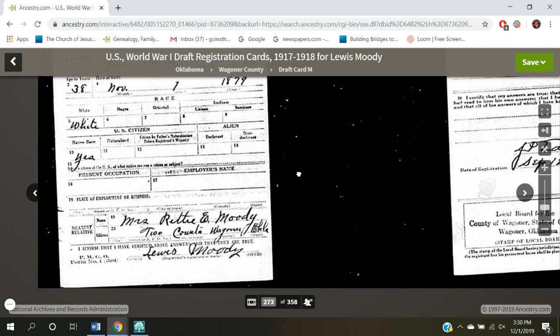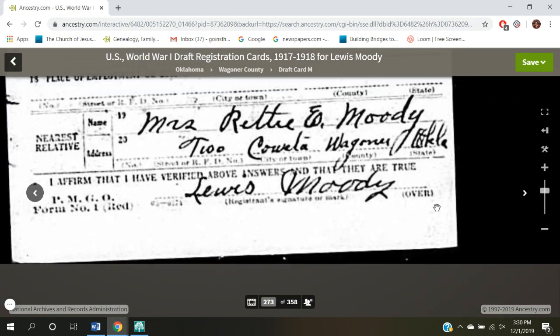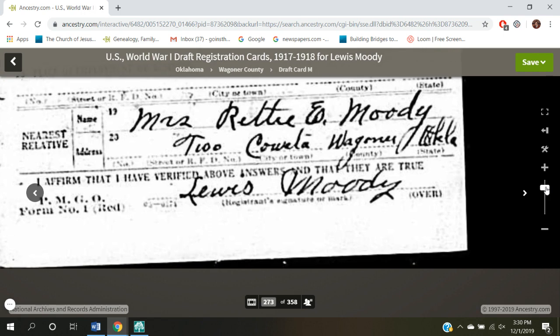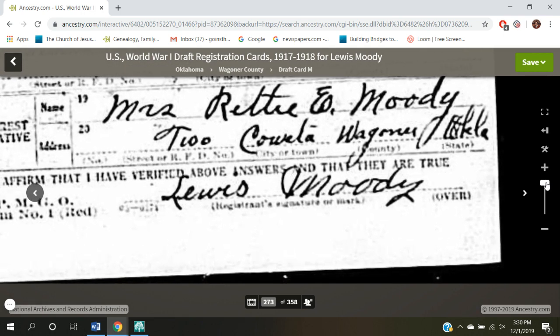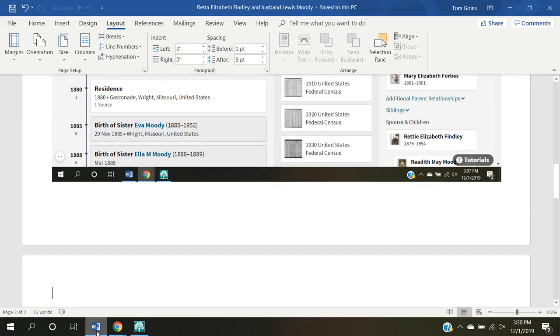Another thing we notice at the bottom here is whoever filled this out wrote Mrs. Reddy E. Moody is the nearest relative by name, and then we have an address here. And a signature. If this is his signature, what I like to do is make it real big like this. And then I do a print screen of it so that I have an image of my ancestor's signature or autograph that I can put in a document.